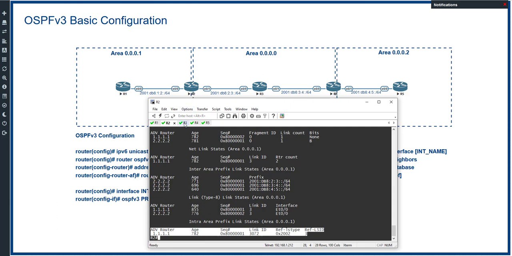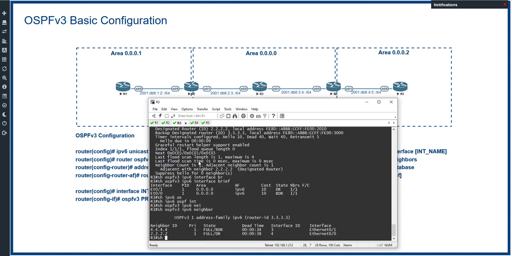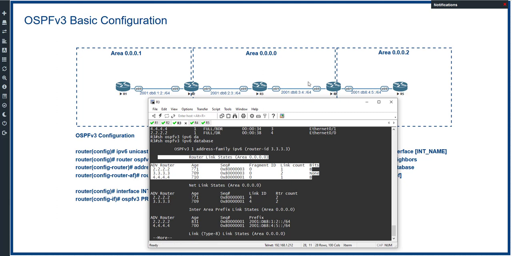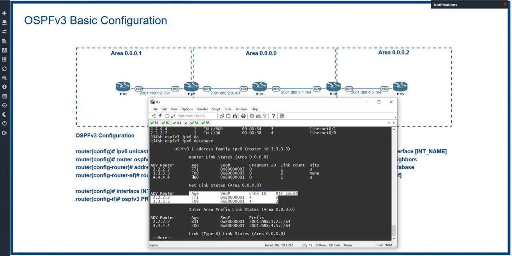These are the steps on R2 and then R3. Show OSPFv3, and then the IPv6 database. Here you can see we have 3 LSA type 1, it's okay because we have 3 routers. We have 2 LSA type 2, it is okay because we have 2 multi-access links or DR/BDR links.